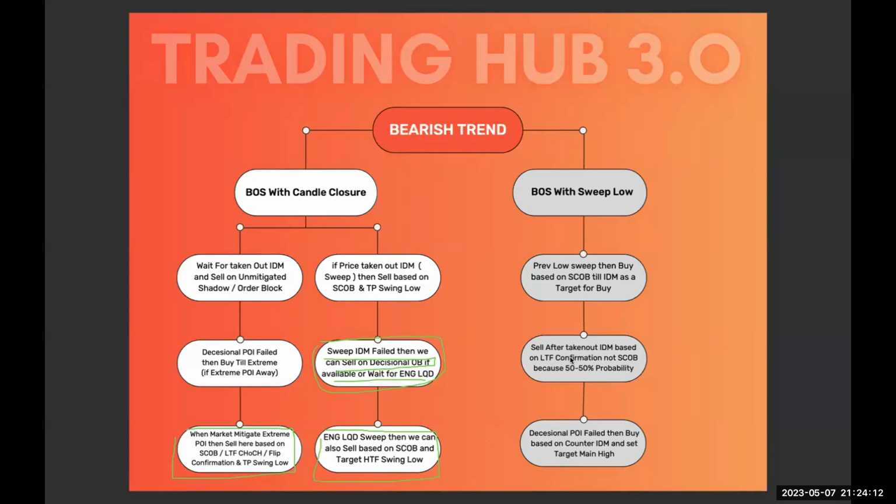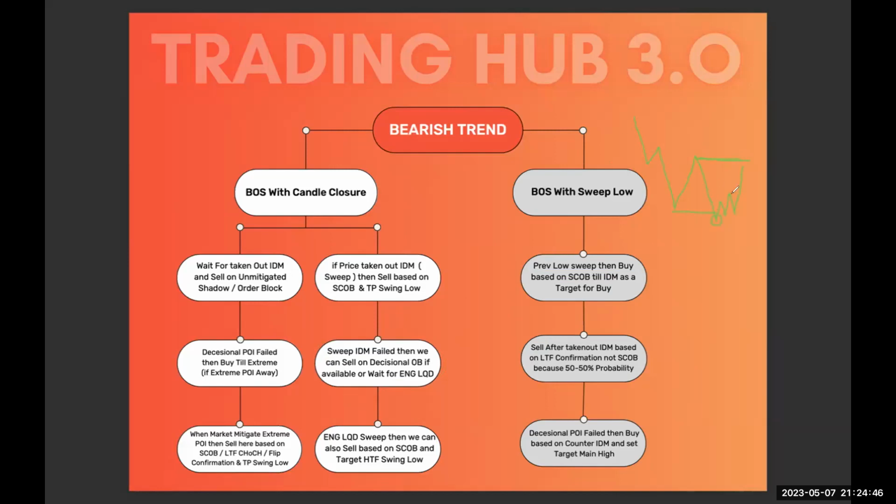The next one is a possible scenario, this one with a candle closer, and this one a low sweep, right? Previous low sweep and then buy based on single candle order block, with inducement mitigation as a target for the buyers. This is short term, like the market is bearish, sweeps the main low here and buys till this high. This is an inducement, right?